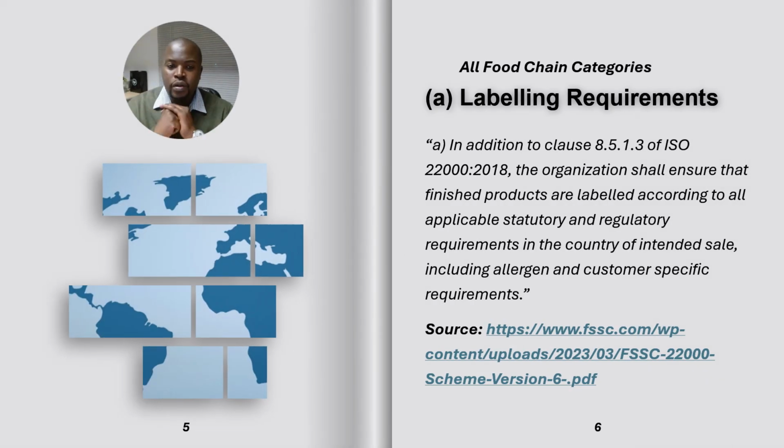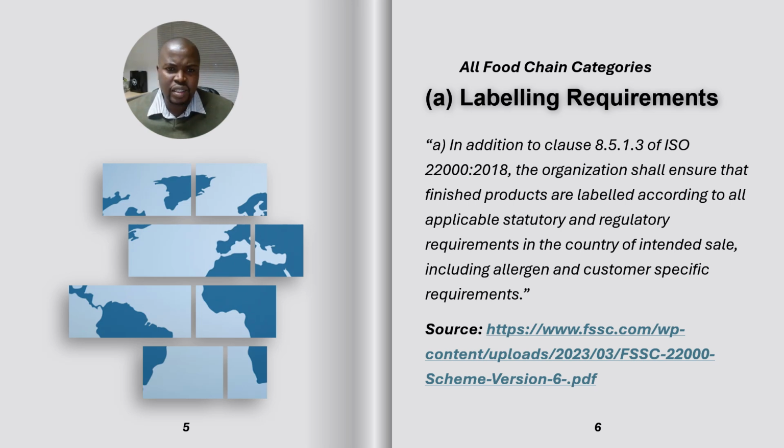So now let's look at this requirement, which is applicable to all food chain categories. The requirement reads as follows. In addition to clause 8.5.1.3 of ISO 22000, the organization shall ensure that finished products are labeled according to all applicable statutory and regulatory requirements in the country of intended sale, including allergen and customer specific requirements.